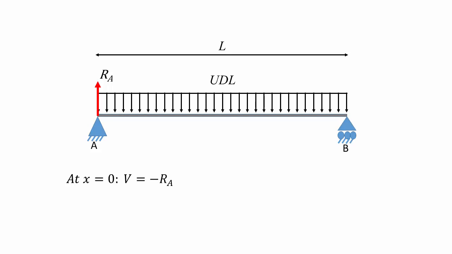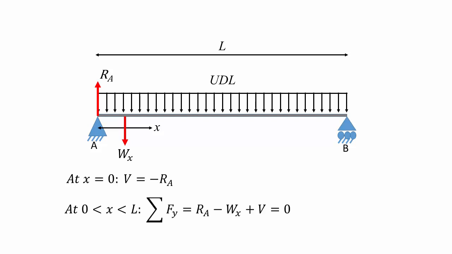Now we move beyond the start of the beam to some distance x from the start such that x is between 0 and the length of the beam. At this point, there are two forces. There is Ra pointed upwards and there is a load due to the UDL pointed downwards. So the equilibrium equation at x is equal to Ra minus the force of the UDL up to x plus the shear being equal to 0.